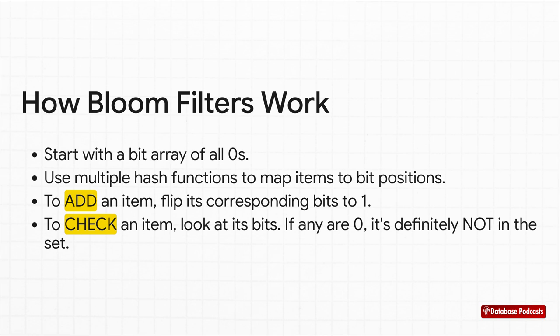When a new item comes in, you run its name through a few different hash functions. Think of these as machines that each point to one of the light switches. You go to those switches and you flip them on. That's it. Now to check if you've seen an item before, you do the same thing. Run it through the hashers and go look at the switches they point to.